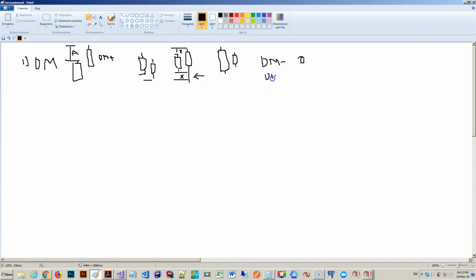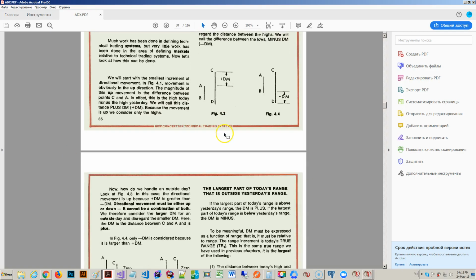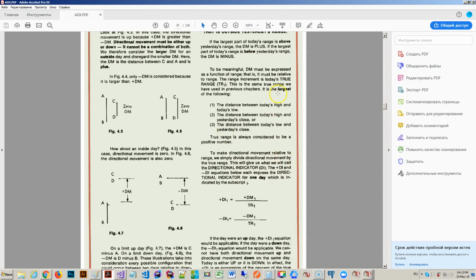And DM plus is also 0, okay. So that's the first concept that goes into this DI indicator. Basically, the next concept, after we calculate the DM, is the true range.